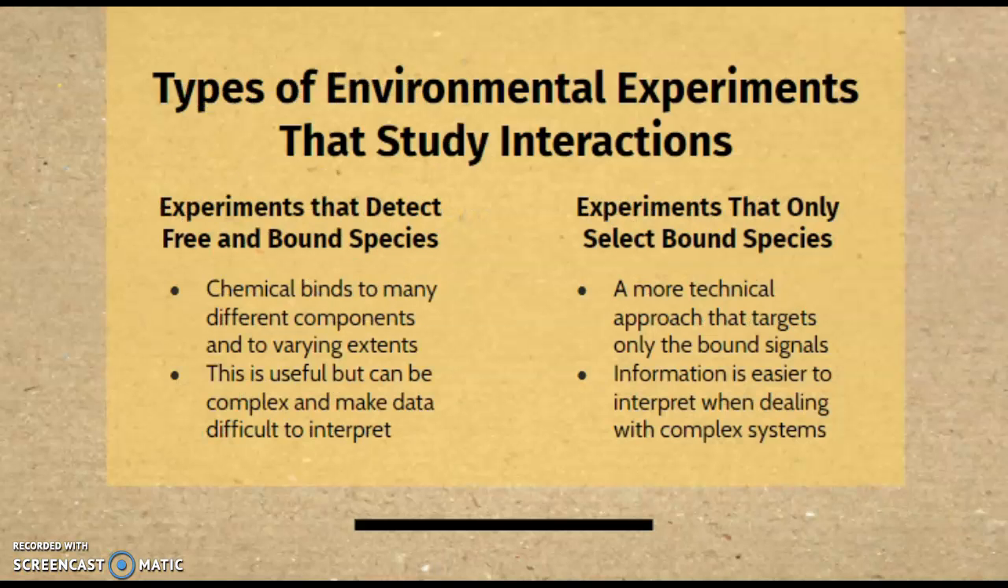There are two types of ways to study environmental interactions. The first one is one that detects free and bound species, and this basically means that chemicals bind to many different components and to varying extents. This is useful, but the data can be complex and difficult to interpret because all of the signals appear on the same spectrum. The second method is a more technical approach because it only targets bound species, and this makes the spectrum easier to interpret because only the bound species are present.